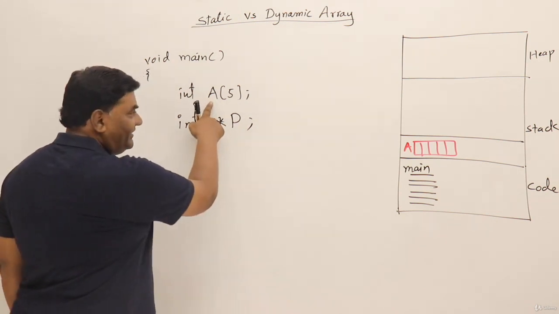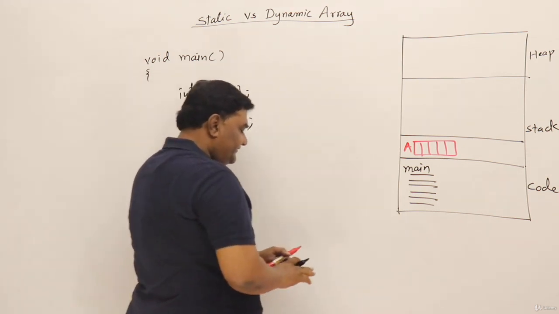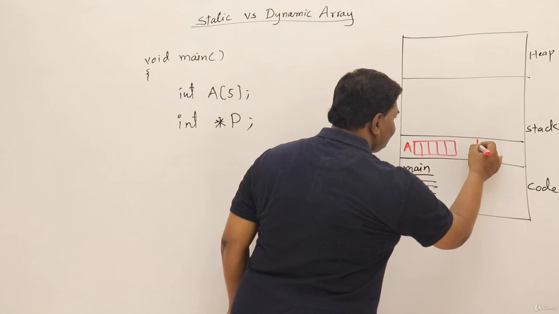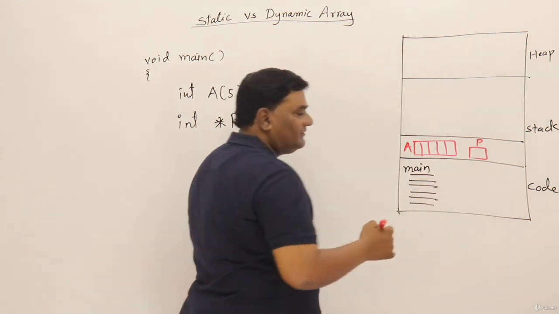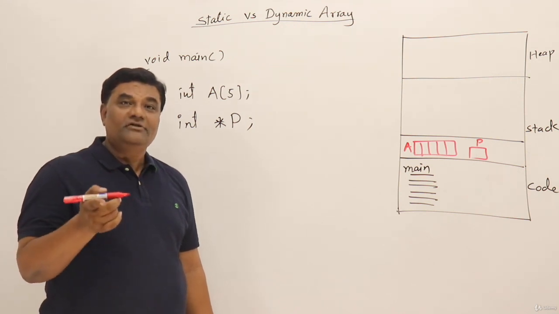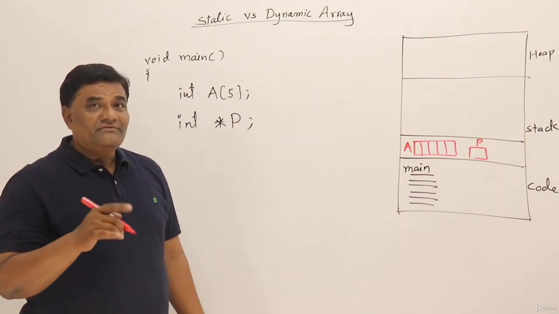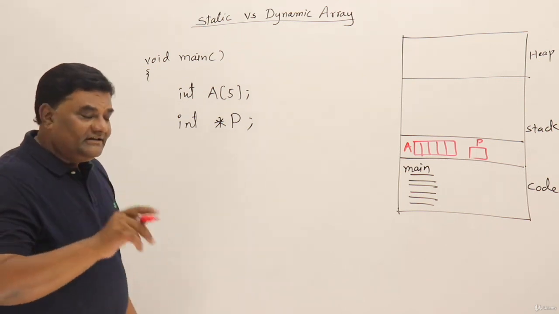Now where will this P get the memory? As A is a variable of type array, P is also a variable. So this will also get the memory inside stack. Now remember, in any language, when you declare a variable, the memory for that variable will go inside the stack only. Then let us see when it will be allocated in heap.